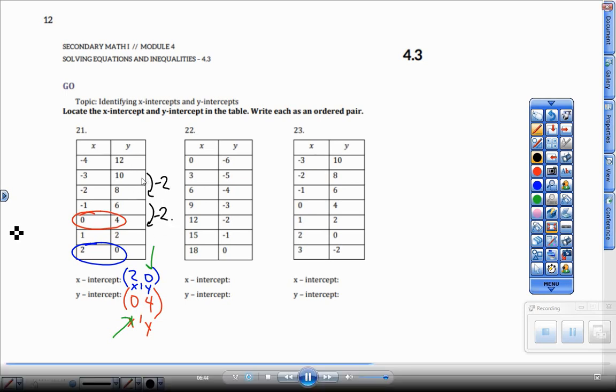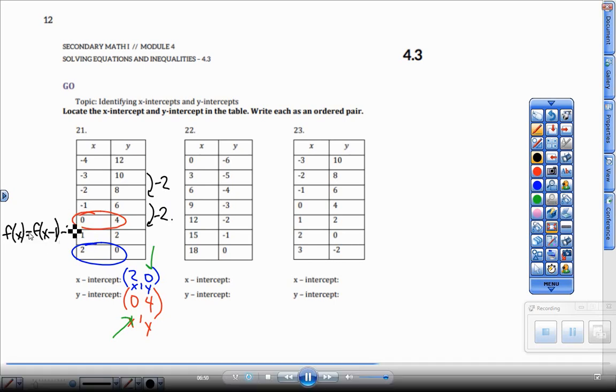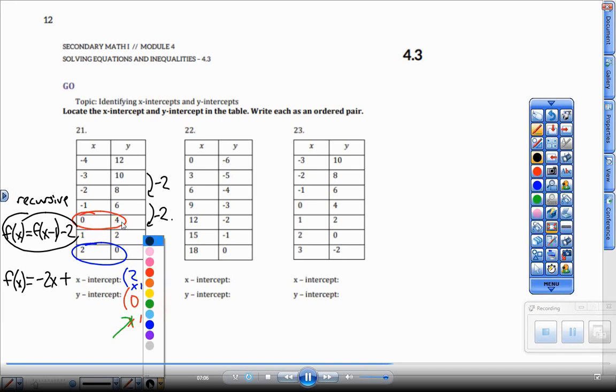So I'm going down by 2, going up by 1 for x. So for recursive would be f of x minus 1 minus 2. Explicit would be f of x equals -2x. That number goes in front of x. So f of x equals -2x plus the 0 term 4 right there. That's explicit. Write that down too.